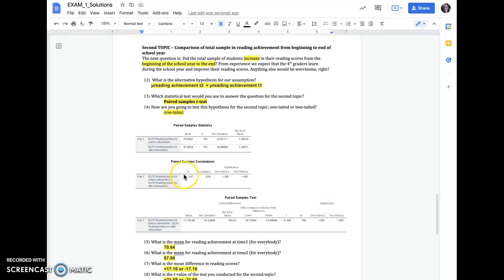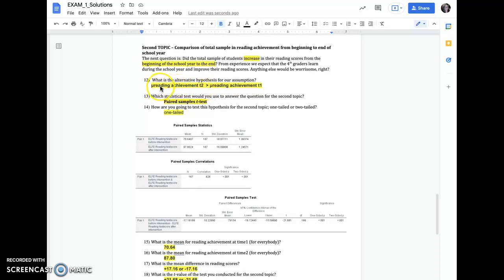So next I want to talk about the second topic, where we are comparing the total sample in reading achievement from beginning to end of the school year. So the question is, did the total sample of students increase in their reading scores from the beginning of the school year to the end of the school year? And so we want to look at what the alternative hypothesis is.